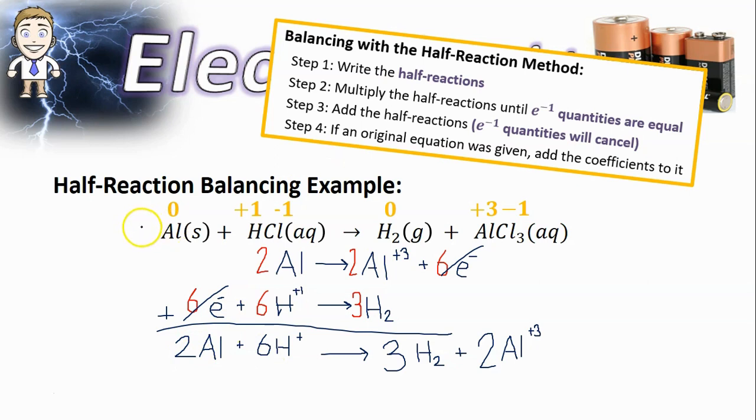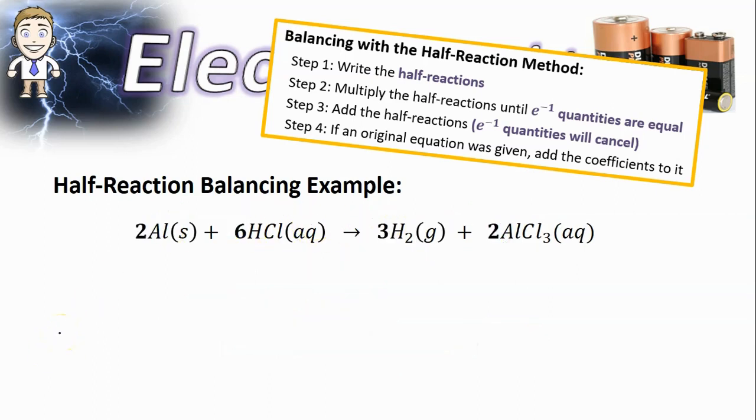My aluminum solid needs a coefficient of 2, so that goes right there. My H plus 1s need to have a coefficient of 6, so 6 can go in front of here where the H plus 1s are. My H2 needs a coefficient of 3, so I can plug that in there. And my aluminum plus 3s need a coefficient of 2. So here's the final balanced equation with 2, 6, 3, 2.